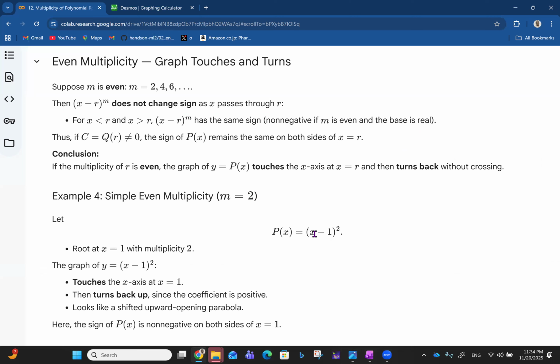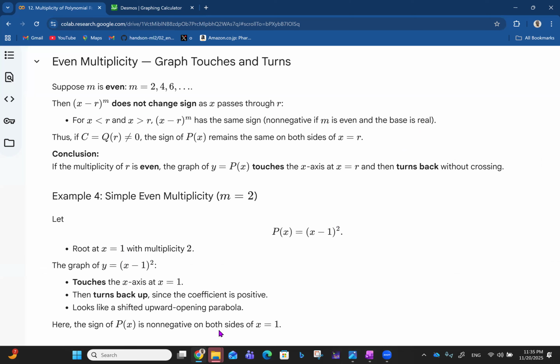Like that case of x minus 1 equals x minus 1 squared, equate to 0, you get x equals 1 twice. So root at x equals 1 with multiplicity 2. So the graph of y equals x minus 1 squared touches the x-axis at x equals 1, then turns back up since the coefficient is positive, right? So it looks like a shifted upward opening parabola. So basically x squared or anything x minus something squared like that would be a parabola.